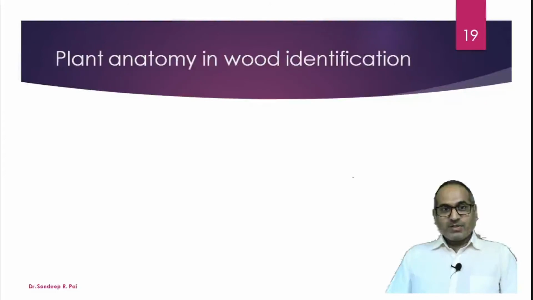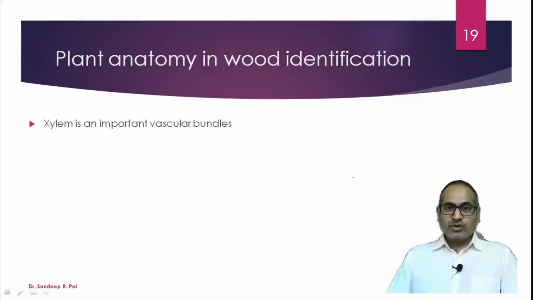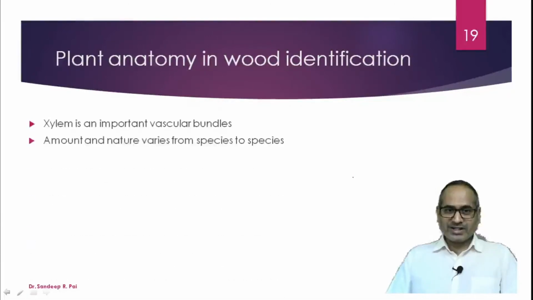Then there is the last part of our syllabus, which is plant anatomy in wood identification. So if you are supposed to identify a wood, how will you do it? In wood identification, xylem is an important vascular tissue. We say that in all plants it is very important because it helps in conduction. The amount and nature of xylem varies from species to species. You have to believe this.